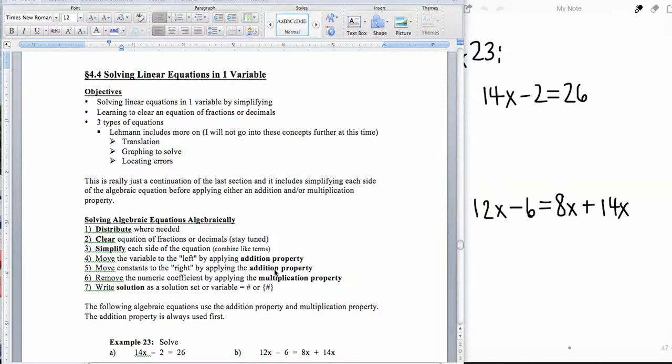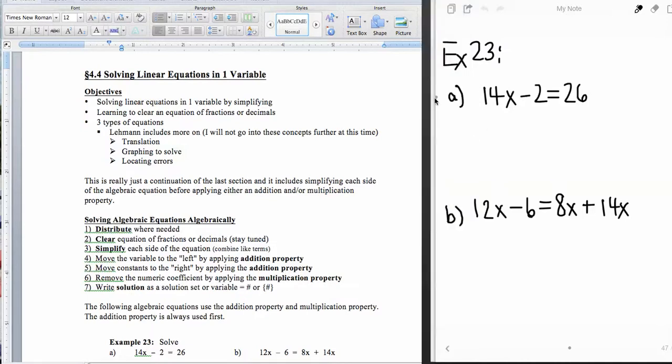And finally, we write the solution as a set using roster notation, or we say the variable equals the number. My preference is a variable equals a number. So with that said, let's go ahead and take a look at example number 23 here. On example number 23a, we have an application of both the addition property and the multiplication property.